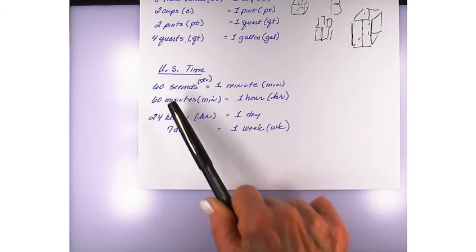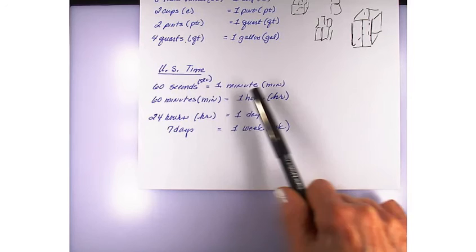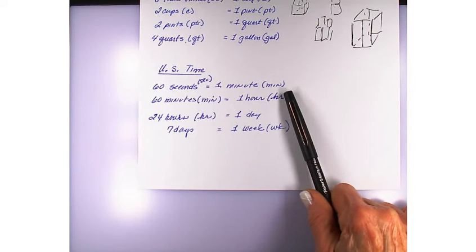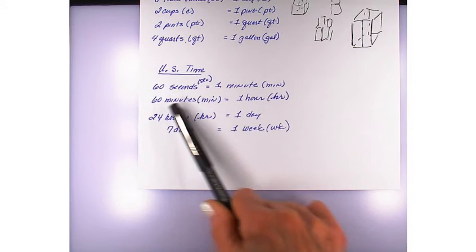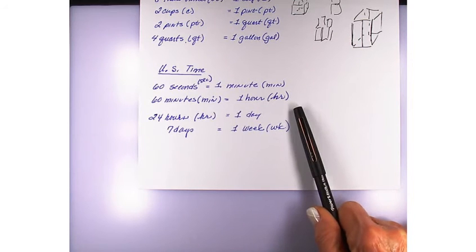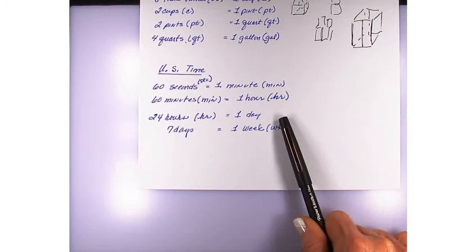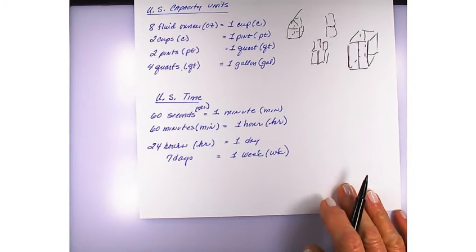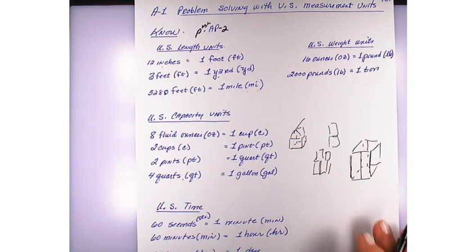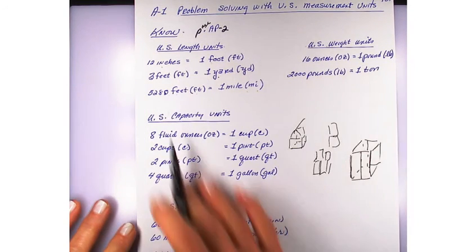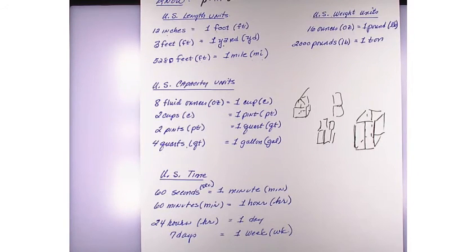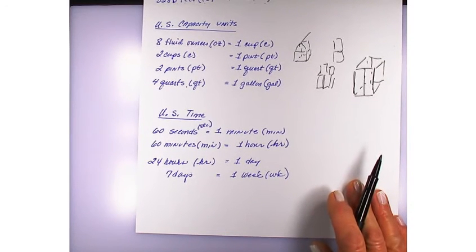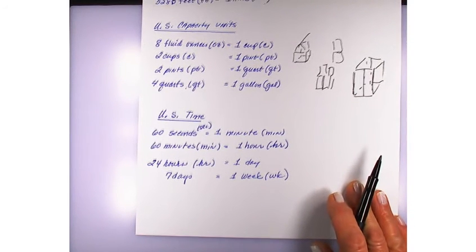So 60 seconds equals 1 minute. You know that. 60 minutes is 1 hour, 24 hours in a day, and 7 days a week. So clearly on this page here, there are some units that you say, oh yeah, I know what they are, I've used those, I've worked with those, and then maybe there are a few that are new to you.